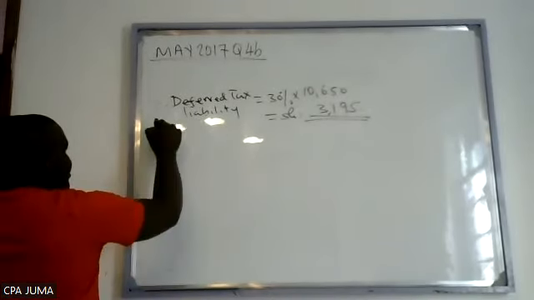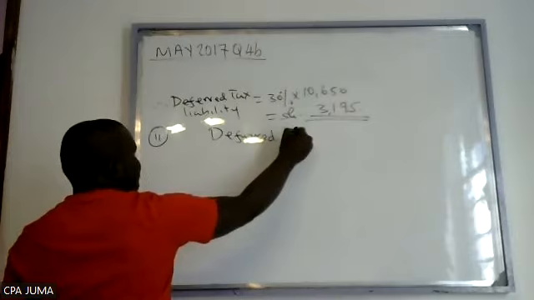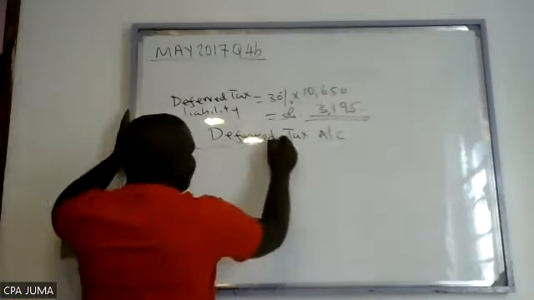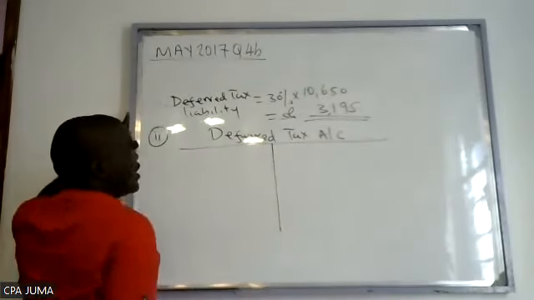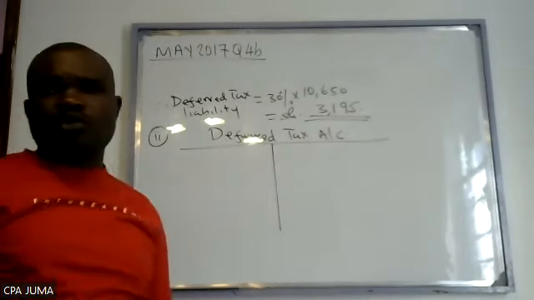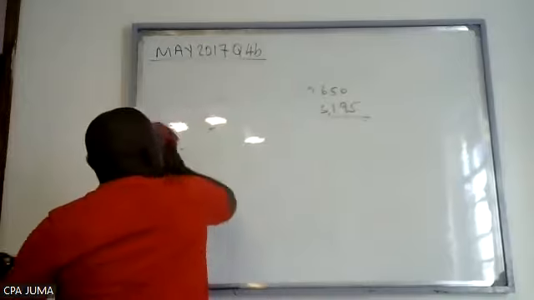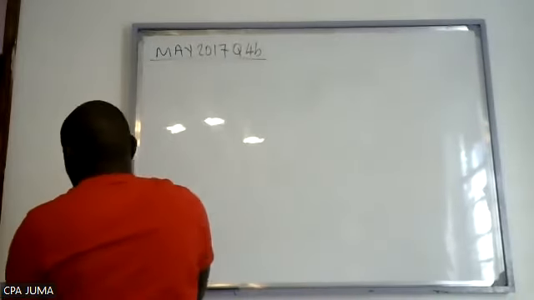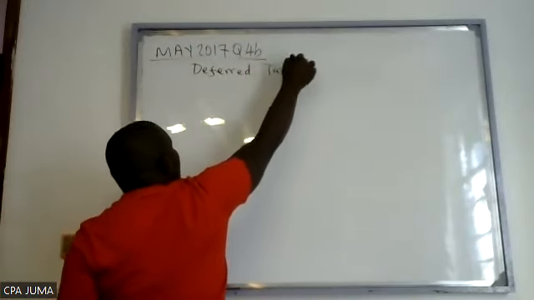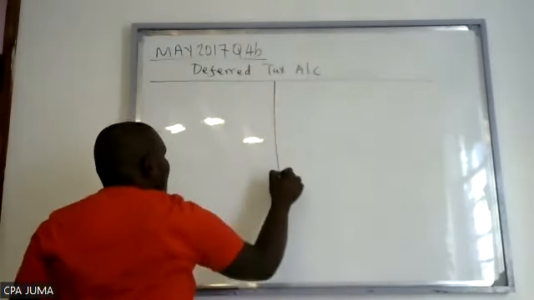So when you are told to bring deferred tax account from and to, you say here, deferred tax account. So deferred tax account, like that. So, but you just draw it that way.